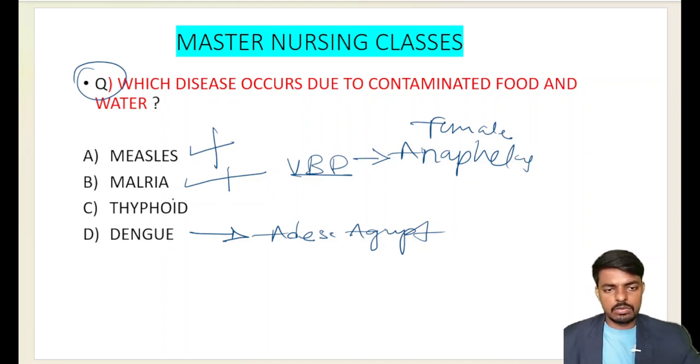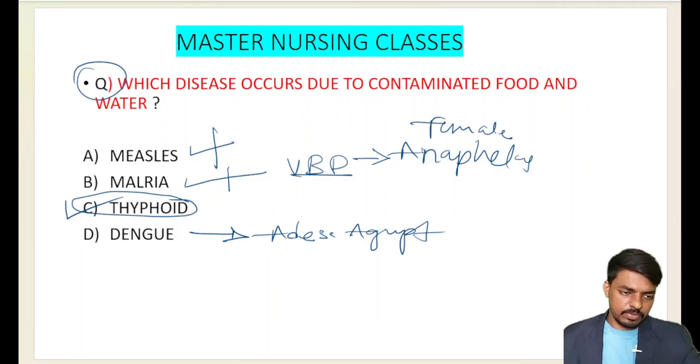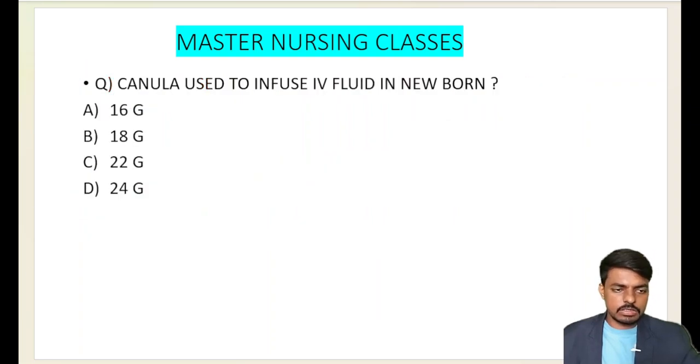Okay. So the fecal-oral route that occurs due to contaminated water and food, your answer goes to the typhoid. If you mentioned the answer as typhoid, your answer is 100% correct. Okay. So measles occurs due to the respiratory route of spread.